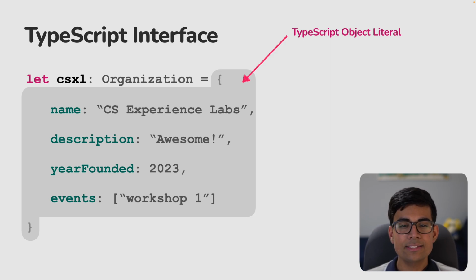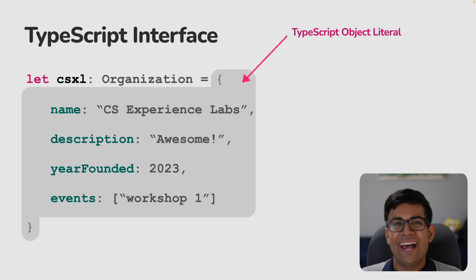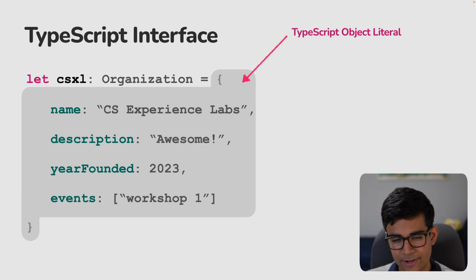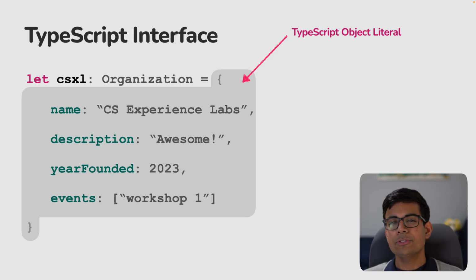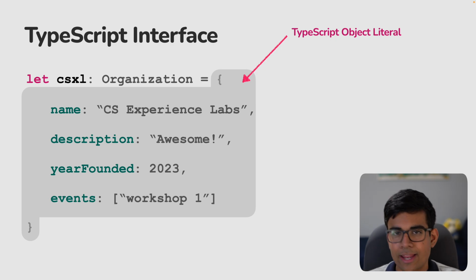Within these curly brackets, I essentially have 4 fields. I have 4 properties: name, description, year founded, and events. You can see that for CSXL, I have CS Experience Labs as the name, Awesome as the description, year founded is 2023, and I put a sample workshop as a commonly hosted event. Now, why is this even valid? You might be wondering, because from the Java world, this looks odd. In Java, you'd write organization CSXL equals new organization, and then you'd have this constructor where you put in all of your fields.